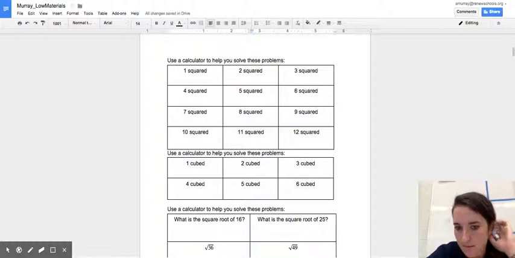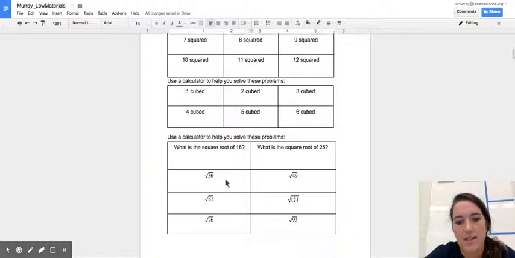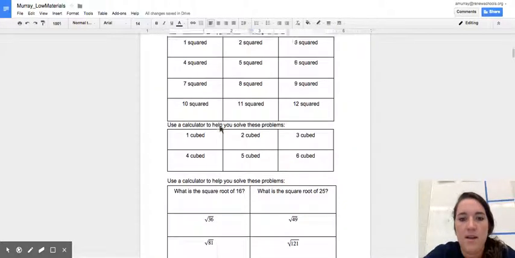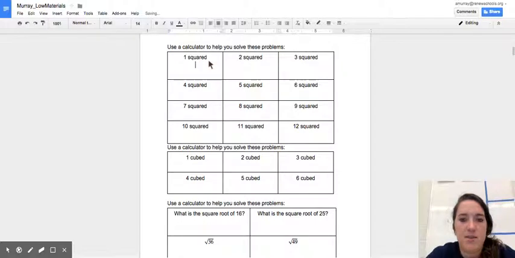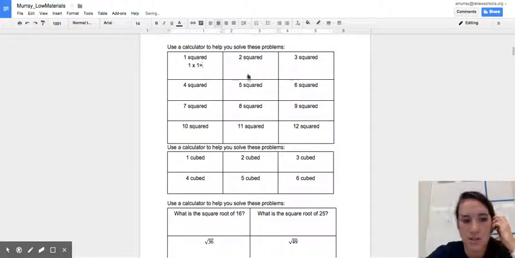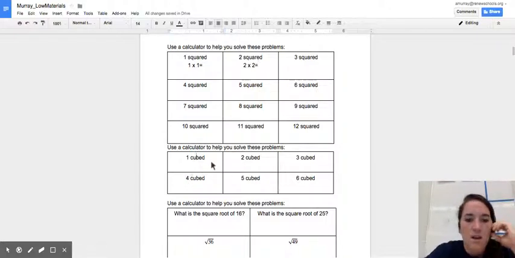When you get to the back of the page, we're going to be reviewing our perfect squares and perfect cubes, as well as doing some practice problems at the bottom. At the top, when you have 1 squared, how many times are you multiplying 1 by itself? 2 times. So you're going to plug into your calculator, or this one you should be able to do by yourself. What is 1 times 1? 2 squared will be the same thing, 2 multiplied by itself 2 times. Same with 3 squared and the rest of the squared problems.